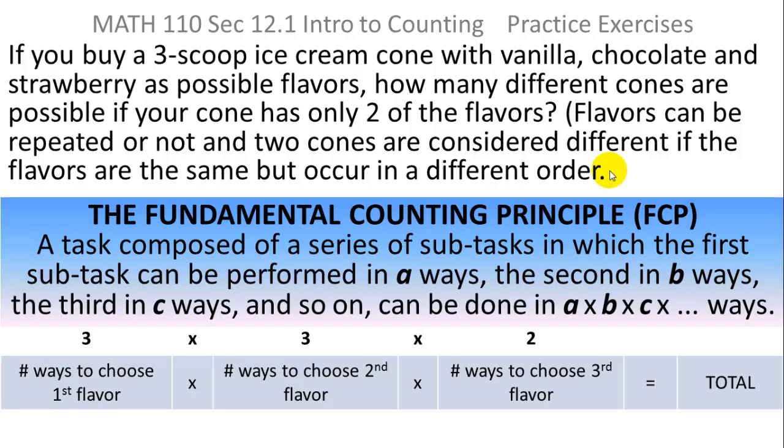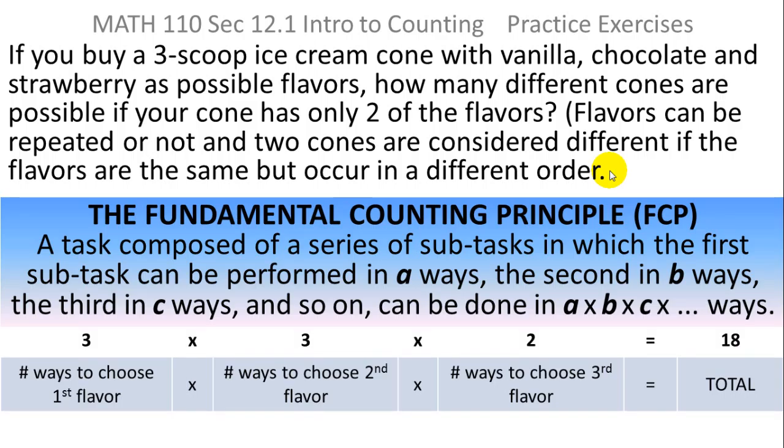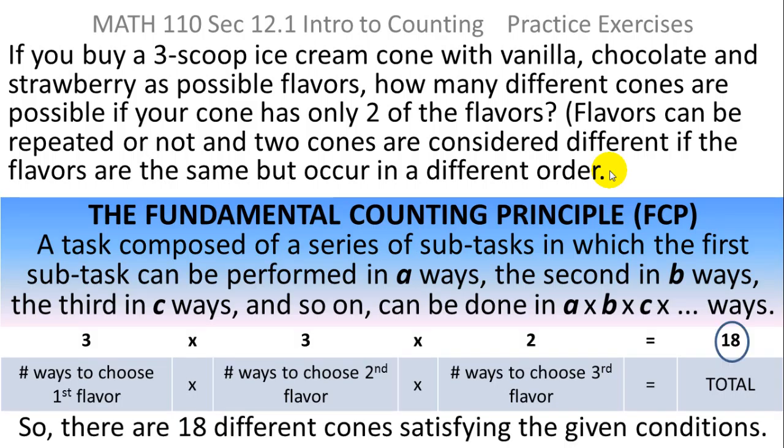So you've got 3 choices for the first flavor. Because you can duplicate a flavor, you can pick anything for the second flavor. But for the third flavor, if the flavors are different, you have to pick one of the 2 that haven't been chosen yet. And if the flavors are the same, you have to pick one of the 2 flavors that don't match the 2 that are the same. In either case, there are 2 ways to do that. So 3 times 3 times 2 is 18. So there are 18 different cones that satisfy those conditions.